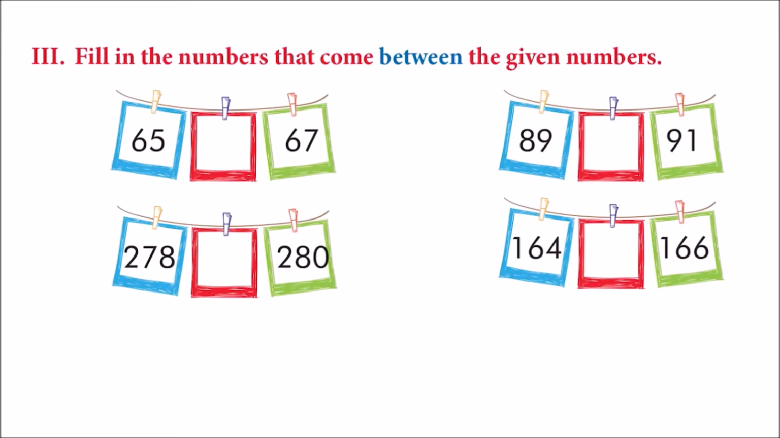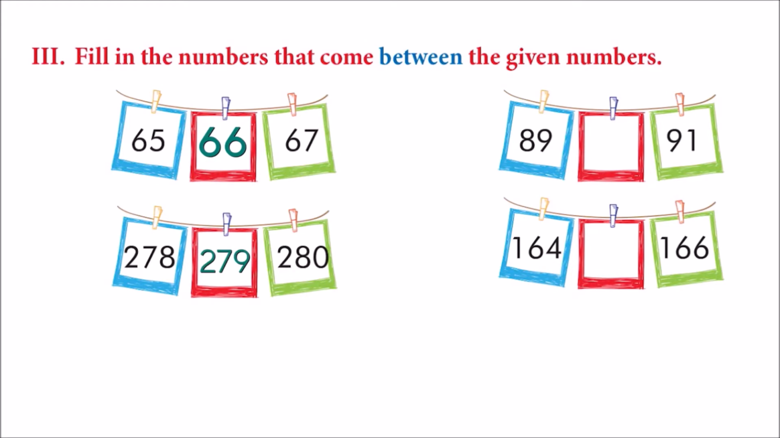Okay. Let's turn to page 68. Here, they have asked us to fill in the numbers that come in between the given numbers. So, we have 65 and then we have a blank and then it is 67. So, what comes after 65? It is 66. Very good. Now, let's try the number 278. What comes after 278? It is 279. Very good. And then comes 280.